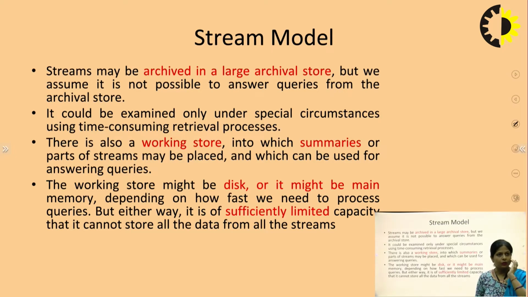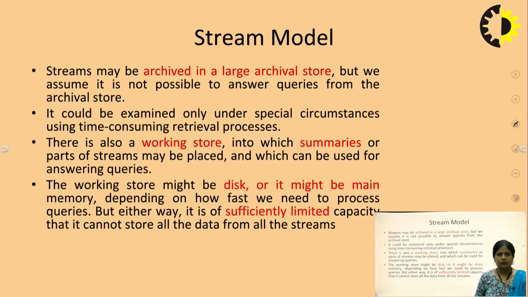So, how does this stream model work? Streams may be archived in a large archival store, but we assume it is not possible to answer queries from the archival store in a real-time environment, right? It could be examined only under special circumstances, using multiple time-consuming retrieval processes. There is also a working store into which summaries, or parts of the streams, may be placed, and which can be used to answer the queries, right? The working store might be disk, it might be main memory. It depends on the application, on how fast we need to process the query.